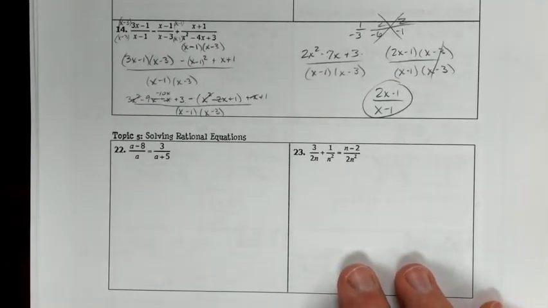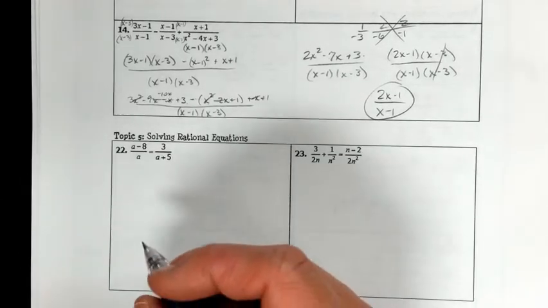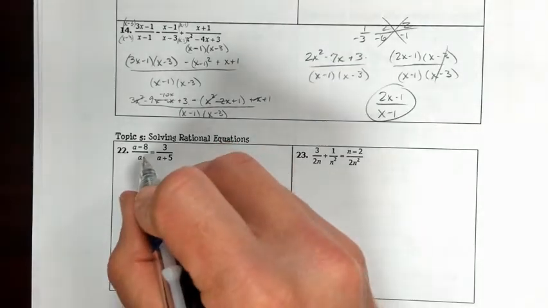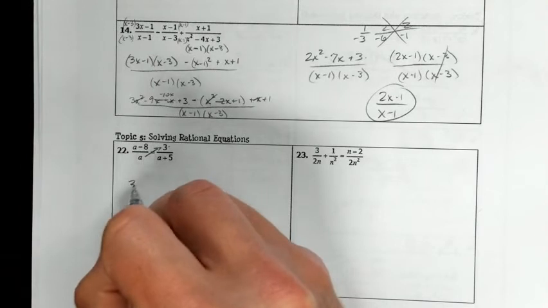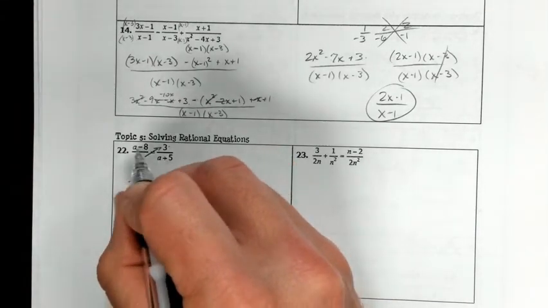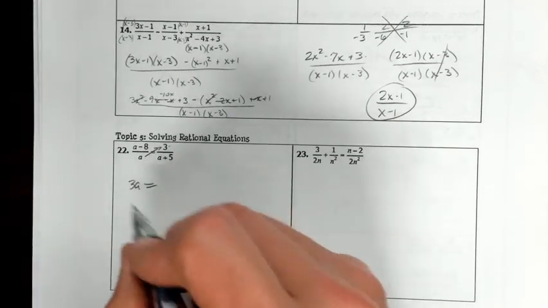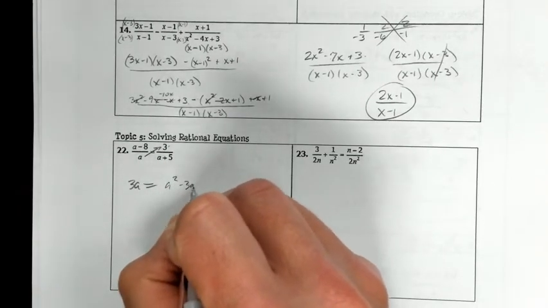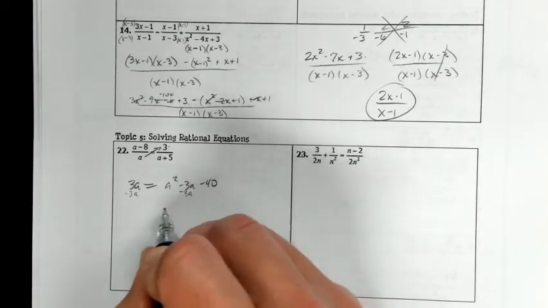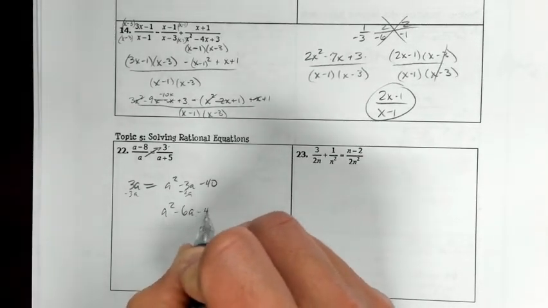Alright, let's look at solving these puppies. Okay, so you can solve them a lot of different ways. What I'm going to do is I'm going to cross multiply here. So let's say this is 3 times a, that's 3a, equals a minus 5, a minus a plus 5 is going to give me a squared minus 3a minus 40. Let's subtract 3a, so a squared minus 6a minus 40.